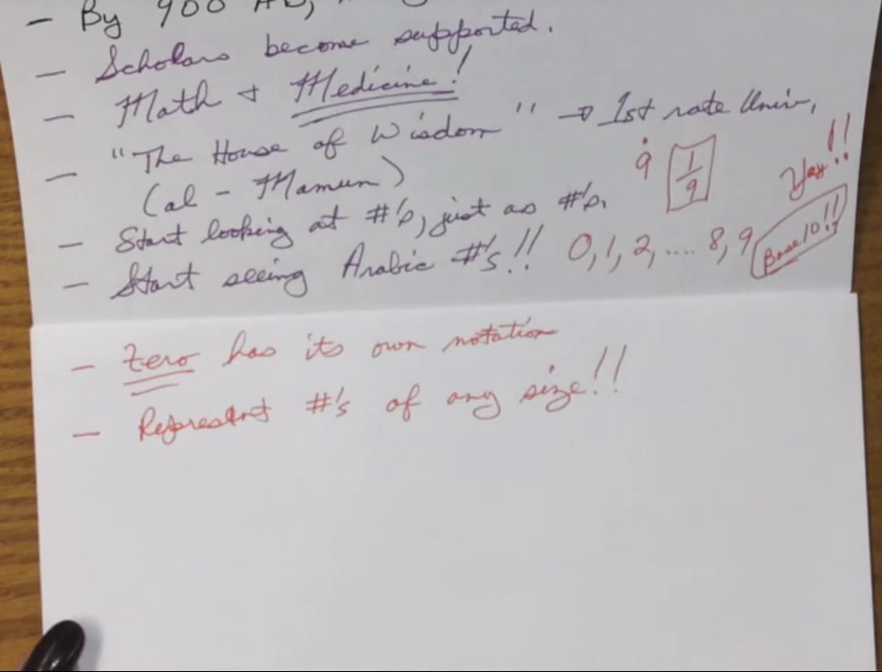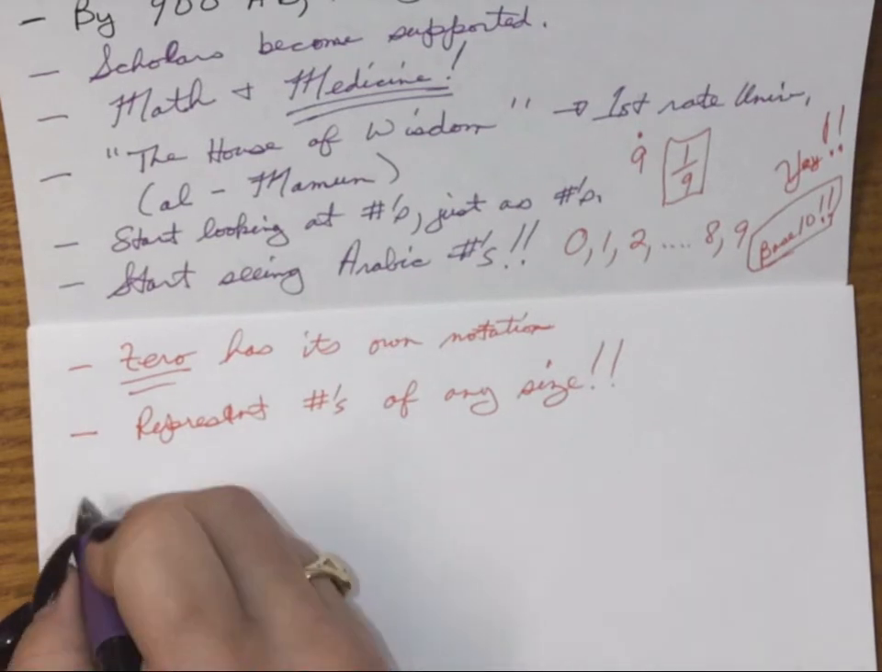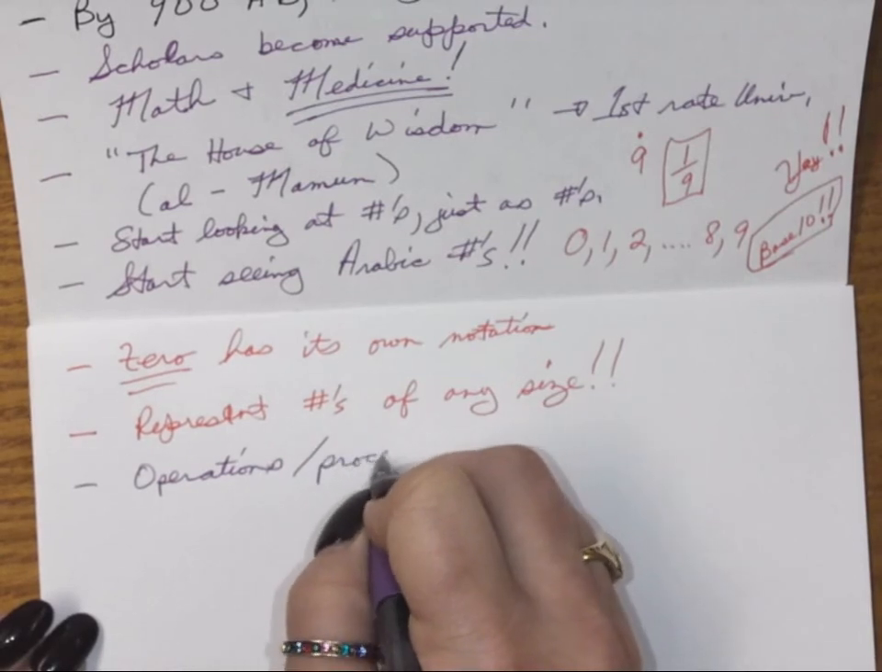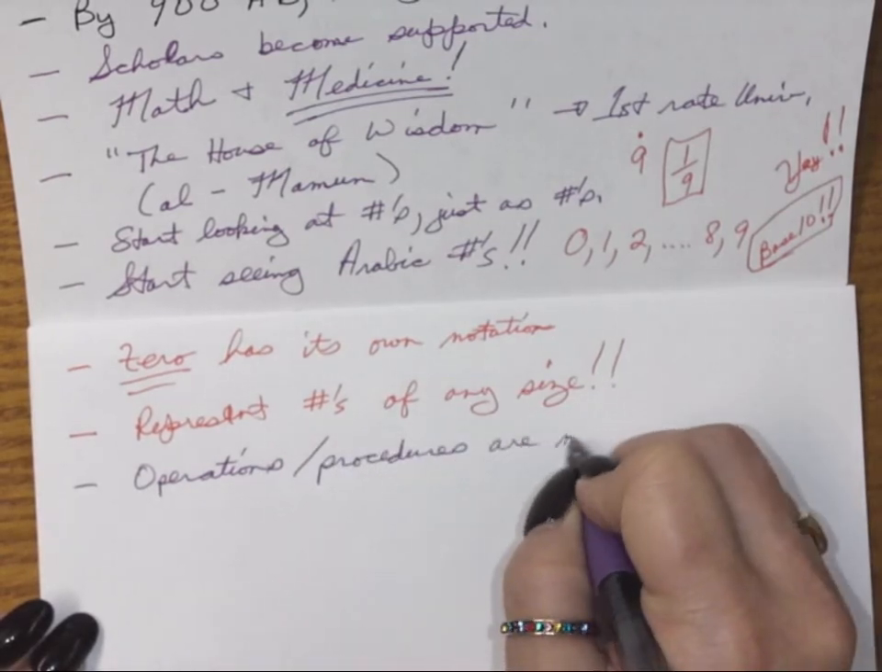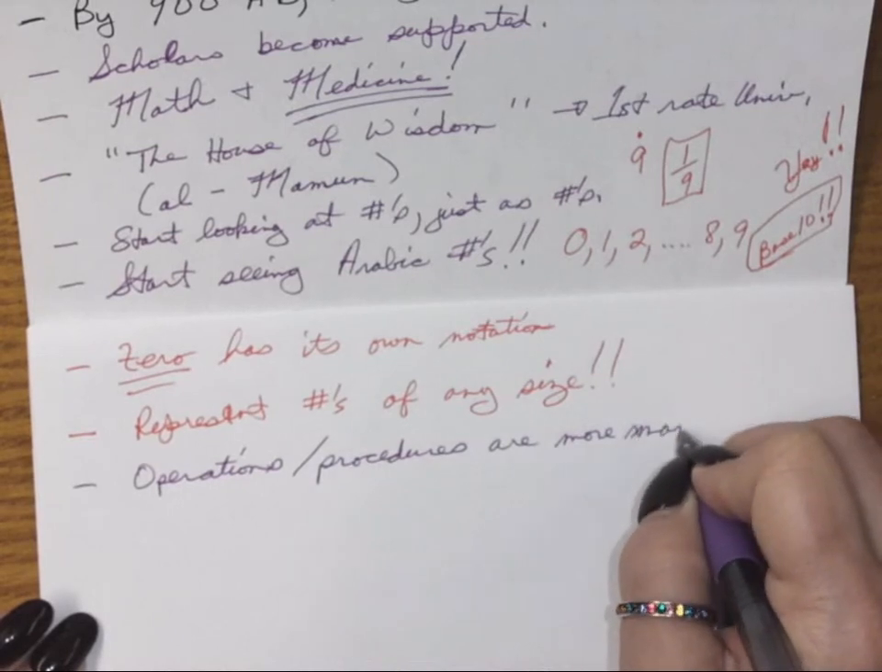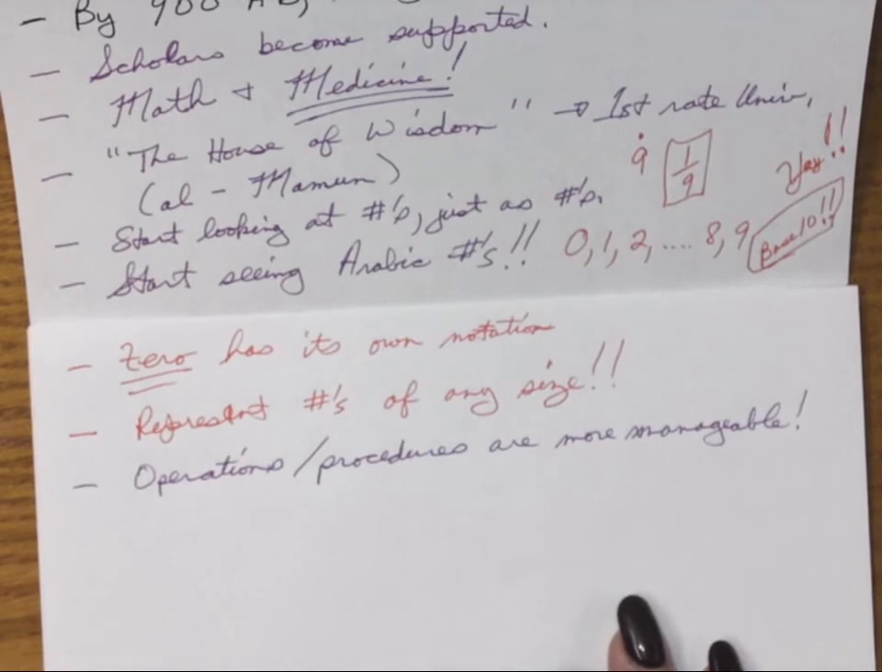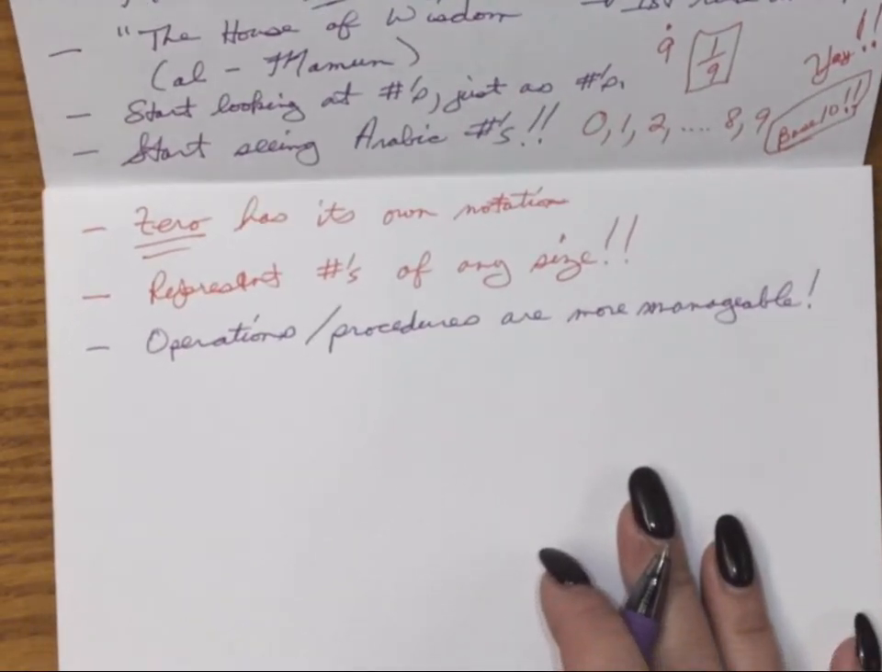Some of the procedures that we want to do for adding and subtracting and multiplying and dividing and things like that are just way more manageable. So operations and procedures are more manageable in the Arabic number system. That's for sure. It just wouldn't have been possible to do some of the stuff we do nowadays, say in calculus or whatever. We probably would have really, really struggled to do some of that stuff if we were doing stuff in Greek letters, for instance. That would have been a problem, right?